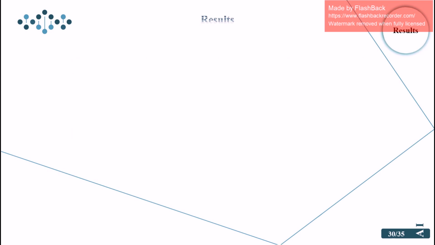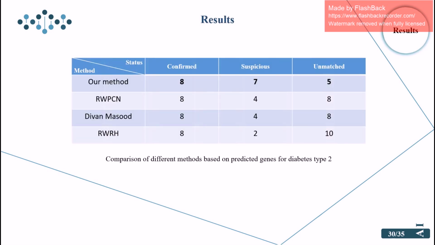And as you can see, our unmatched genes in both case studies are reduced, and our suspicious genes are increased, which is a good result for a case study. For our second case study, we chose the type 2 diabetes as our query phenotype. Again, we selected the top 20 genes, and among them we had 8 confirmed genes, 7 suspicious genes, and 5 unmatched genes, which once again reduced the number of unmatched genes and increased the number of suspicious genes.